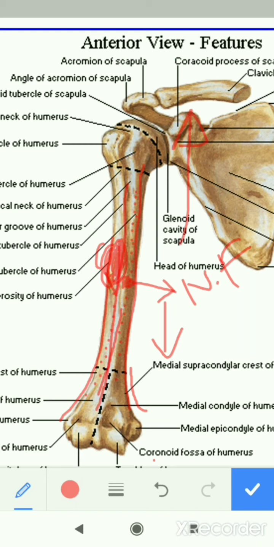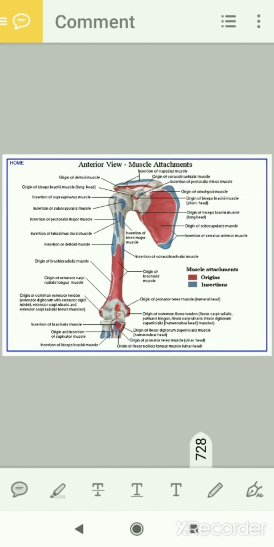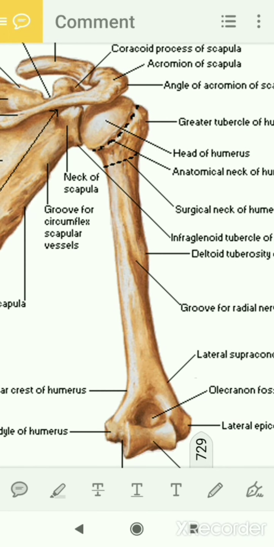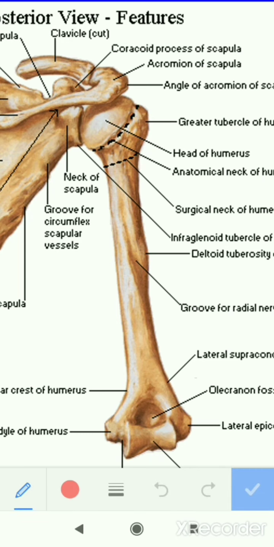Now come to the posterior surface. This is the posterior view or posterior surface of the humerus. In its upper 1/3 there is an oblique crease. You can see in the upper 1/3 there is an oblique crease. This crease gives rise to the attachment of the lateral head of the triceps muscle. So this oblique crease in its upper 1/3 gives rise to the lateral head of the triceps brachii muscle.